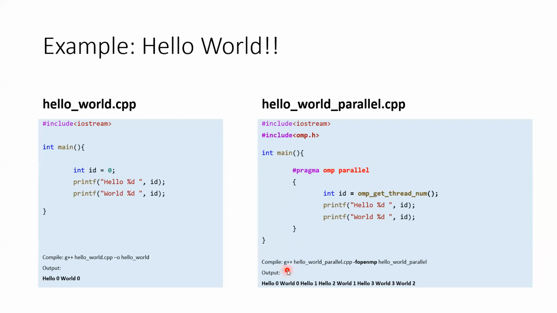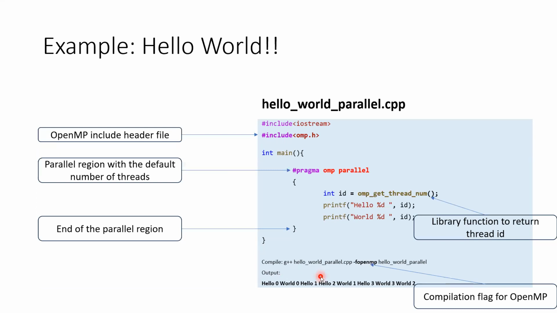But if you compile this code with GCC, provide the flag -fopenmp and then the binary name, and run this program, you will get output something like this: hello 0, world 0, hello 1, hello 2, world 1, in a random order. So what is basically happening? This is a parallel program which is creating multiple threads and printing some output in a random order. Let's take a keen look at it. The hash include omp.h is a header file which understands the constructs from OpenMP, and the API implementations are there in it.